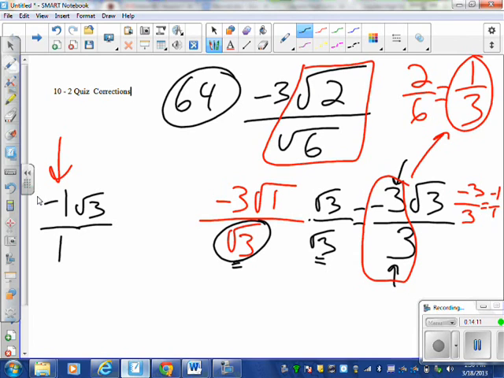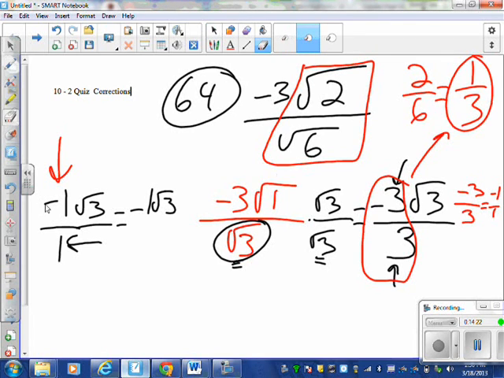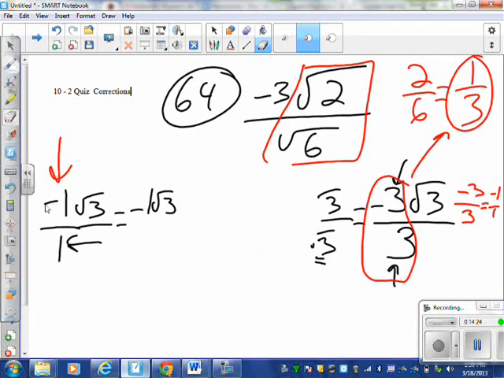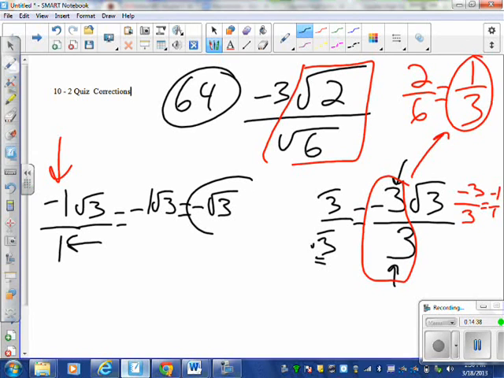Do I need this 1 on the bottom? No. I can rewrite this as negative 1 square root 3. Speaking of invisible ones, do I need this 1 in front of the square root sign? No. So this invisible 1 just goes away, so I have negative square root 3. So my final answer would be negative square root 3.